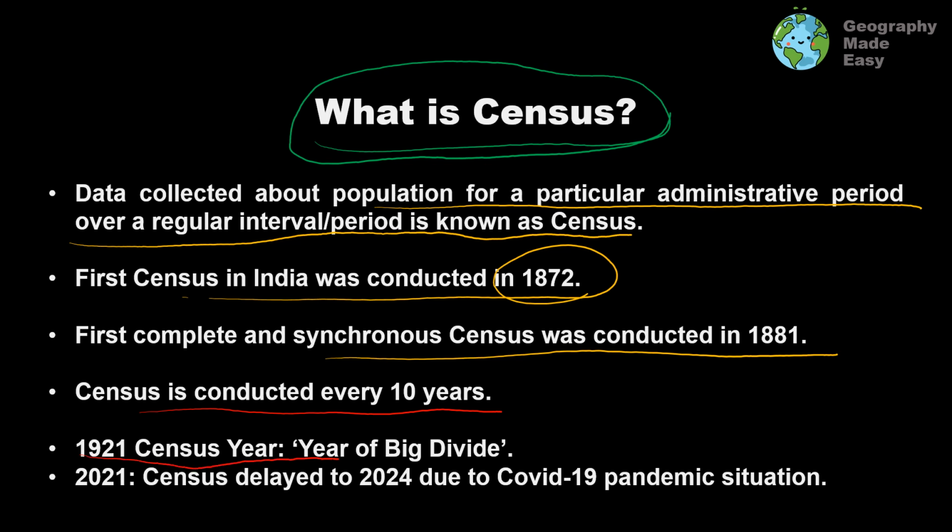1921 is known as the census year of the great divide, and we will go into details about why in 1921 the census could not be held. There were certain incidents in 1921 which led to a divide or a change in the census.